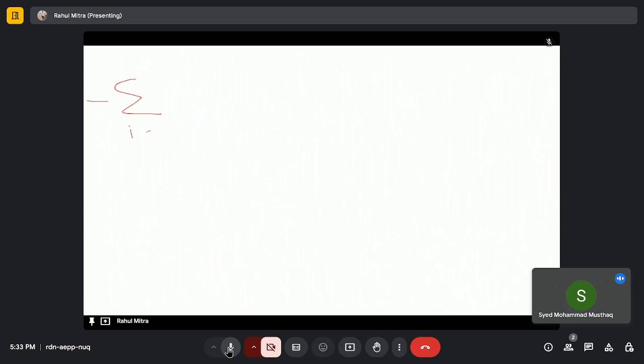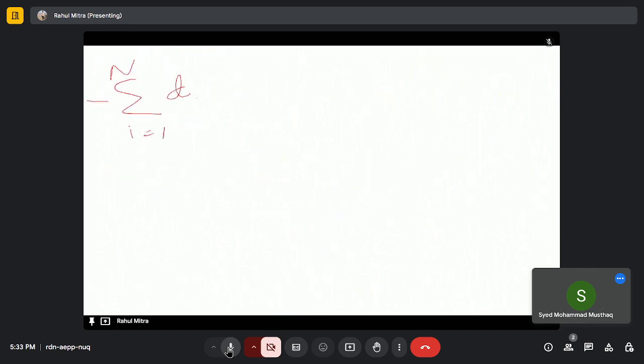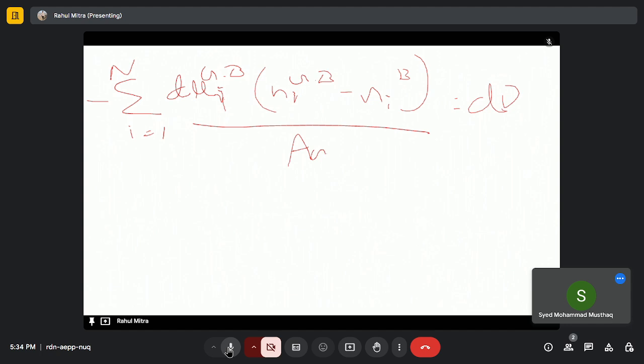minus sigma i equals 1 to m d mu_i gv times n_i gv minus n_i bulk divided by gv. Now let's write what the differential of chemical potential is.